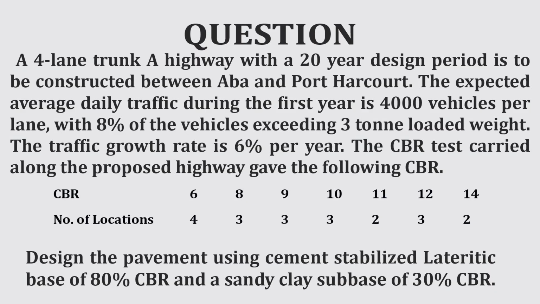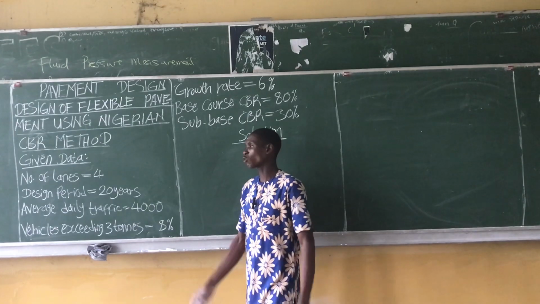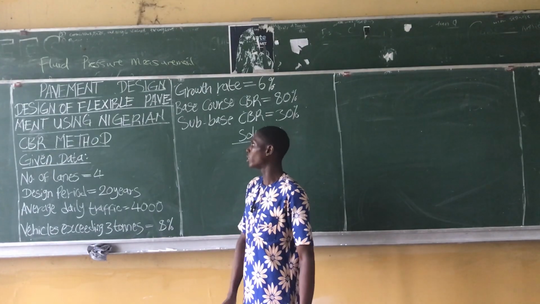For a CBR of 6%, it was located in 4 locations, 8% for 3 locations, 9% for 3 locations, 10% for 3 locations, 11% for 2 locations, 12% for 3 locations, and 14% for 2 locations. Design the pavement using cement stabilized laterite base of 80% CBR and a sandy clay subbase of 30% CBR. As we know, CBR is California bearing ratio.